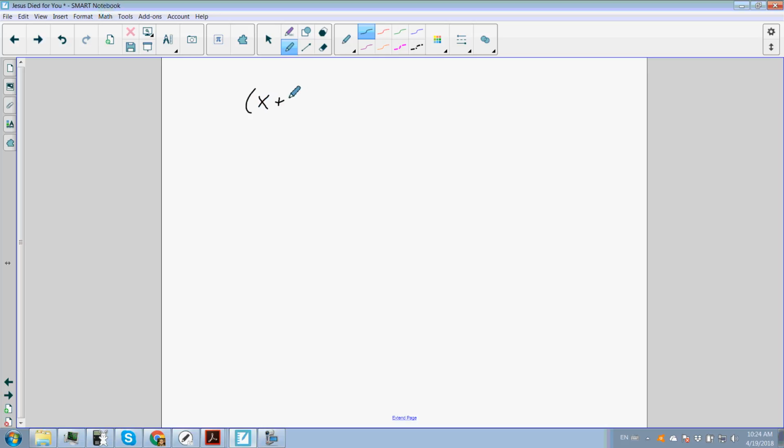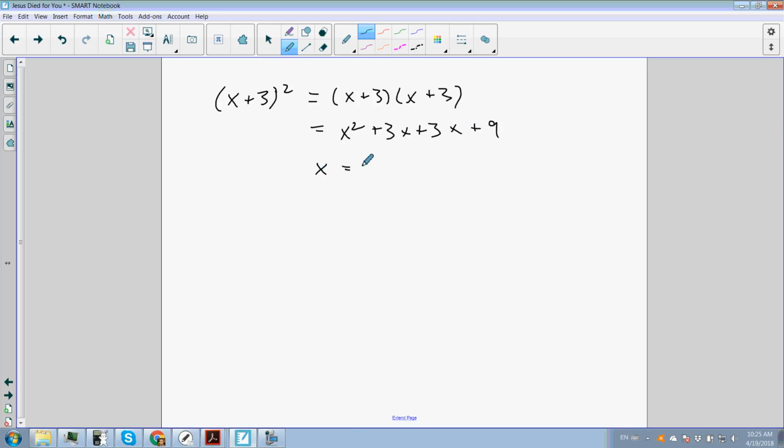So let's take a look at, for example, the square of a binomial. This is going to be x plus 3 times x plus 3, and when we multiply using FOIL, x times x is x squared, plus x times 3 is plus 3x, plus 3x, plus 9. And so we get x squared plus 6x plus 9 when we combine those two 3x's.